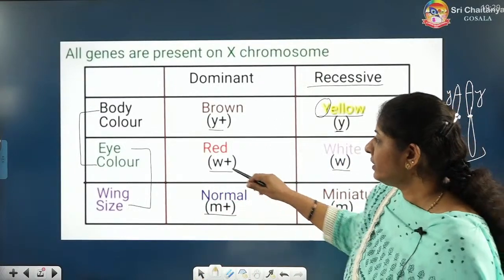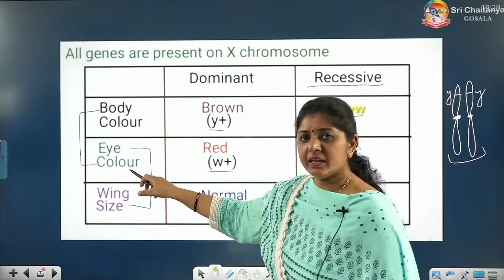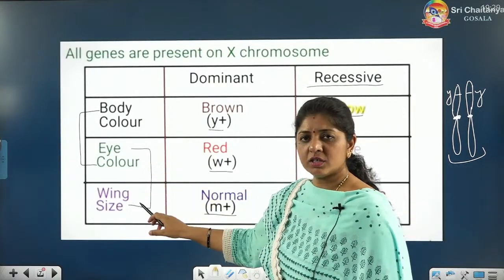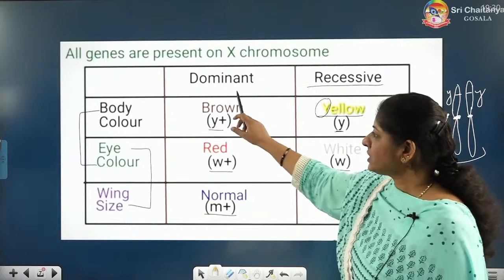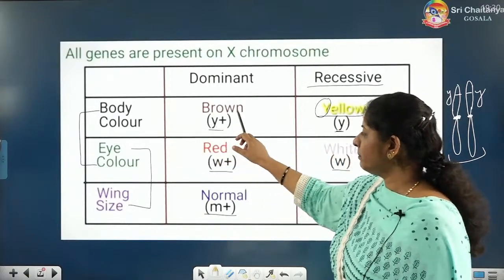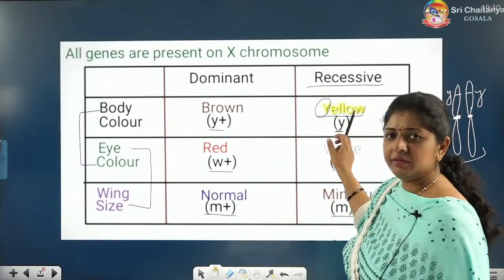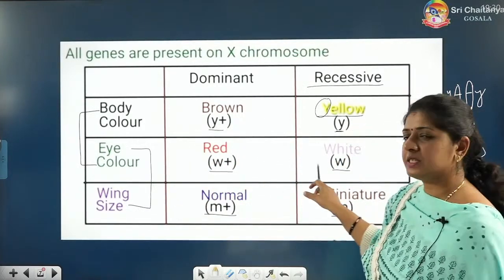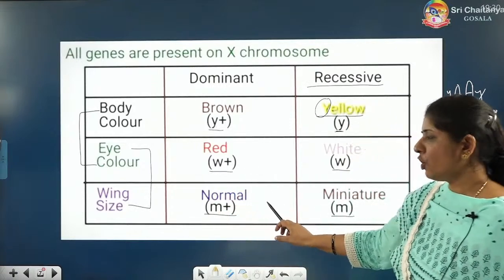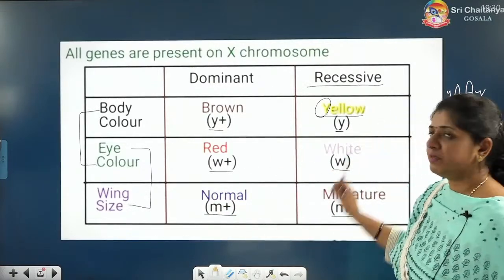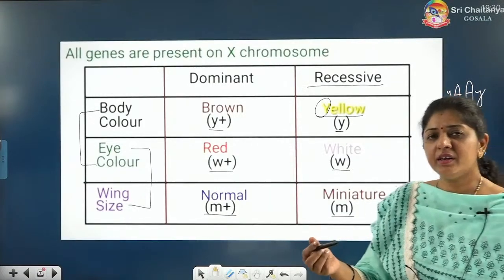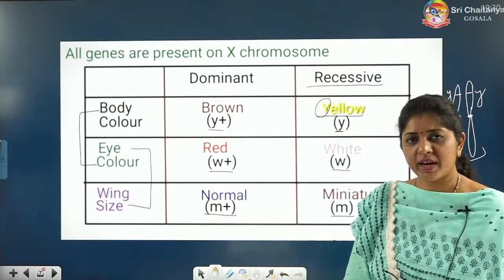So have a look there: body color and eye color in cross A, whereas eye color and wing size in cross B. And what is the dominant trait for the body color? Brown; here yellow will be recessive. Eye color, red is dominant, and white will be recessive. Wing size, normal is dominant and miniature will be recessive. And see the presentation, how you can write it in the genotype form, right?